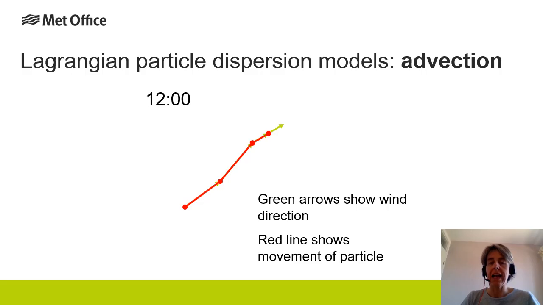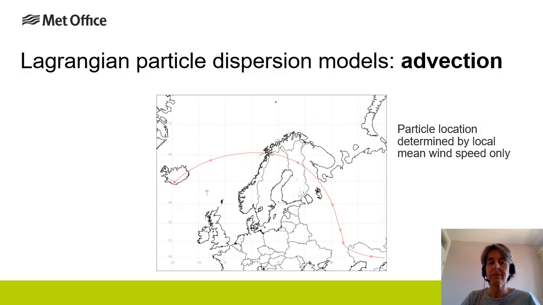And we repeat again and again and again. So at the end of our time period, we have our particle at its final location, having been advected through a number of positions and model time steps. And at each point, the particle has moved to the next point based on the local mean ambient wind. This gives us the mean trajectory of the particle due to the mean ambient wind.